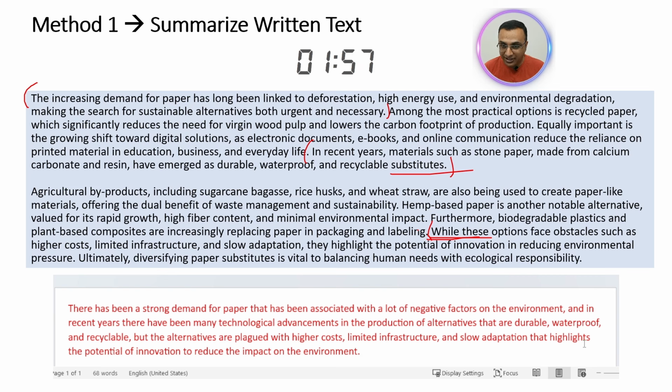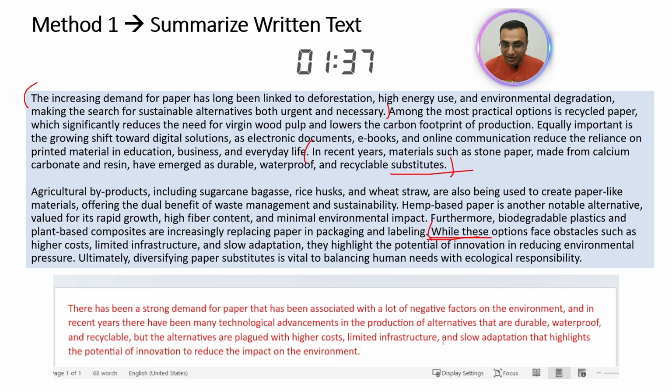That highlights the potential of innovation to reduce the impact on the environment. I think we are good with the answer. We have written about 68 words and the full stop is in the end.